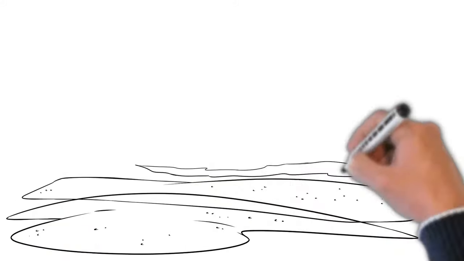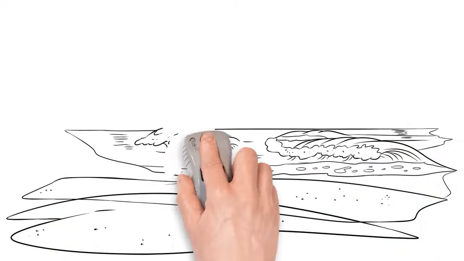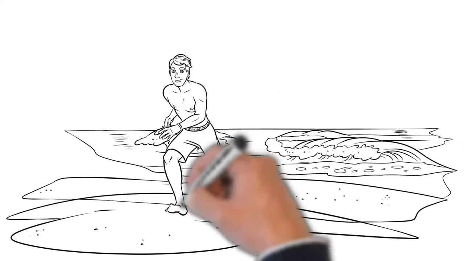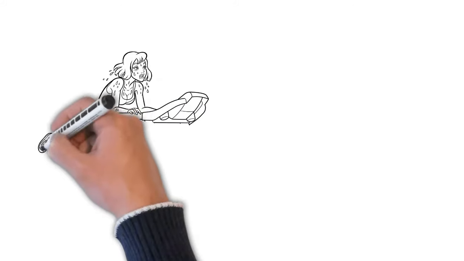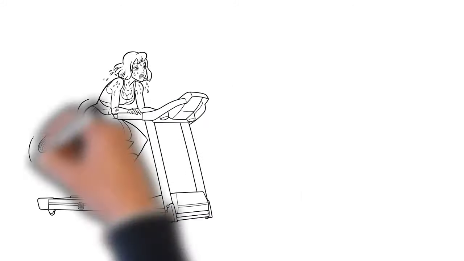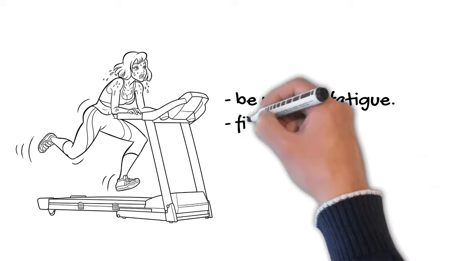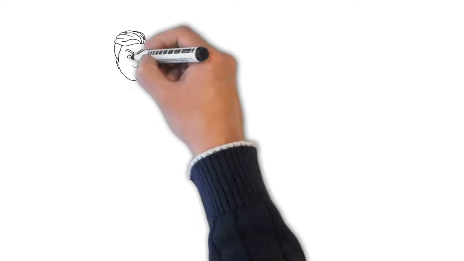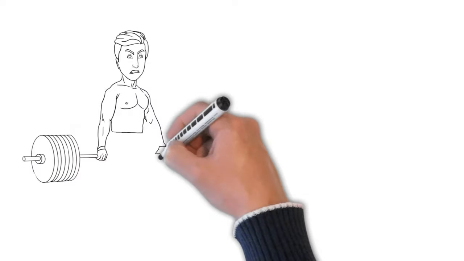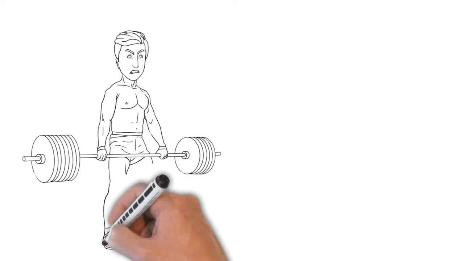Second, get fit. Include walking and stair climbing in your daily routine. If you have enough time, consider regular running and cycling. It will help you in two ways. First, you will be used to fatigue. Second, you will feel better at high altitude and in hypobaric settings. Do weights to strengthen the upper body. It will be especially useful for a more harmonic development of the body.